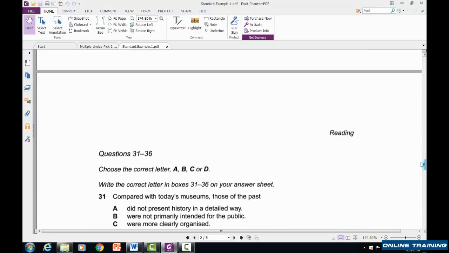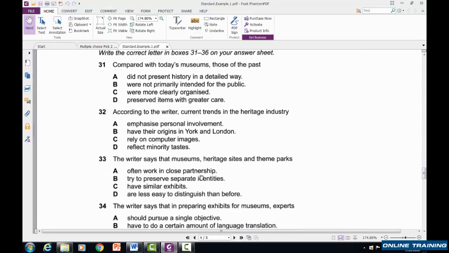So we look at number 33. Which one matches that information? The answer is D. Less easy to distinguish than before. Less easy to distinguish than before, right? Because it says that it's gradually evaporating. The distinction between the heritage site and the theme park is gradually evaporating. The synonym answer for that is choice D. Less easy to distinguish than before. So see, you have to pay attention to synonym language. Paying attention to synonym language is very, very important.